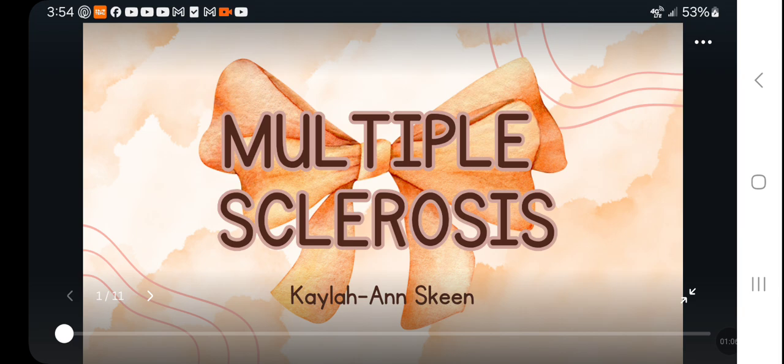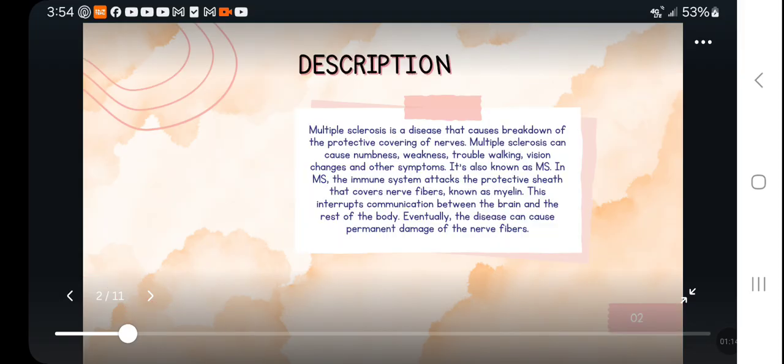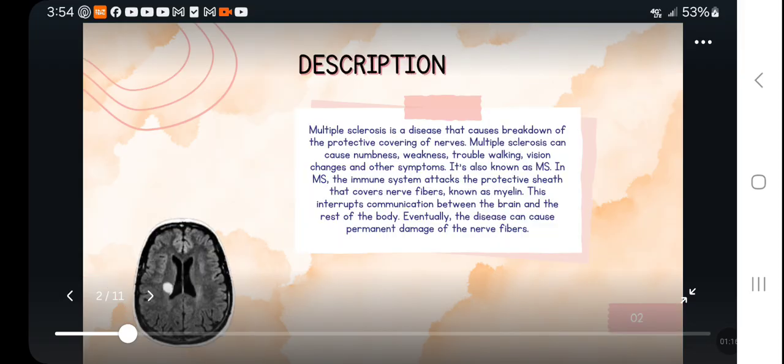But anyways, let's talk about multiple sclerosis, and I love to say that word. So here is the description. Multiple sclerosis is a disease that causes breakdown of the protective covering of the nerves. Multiple sclerosis can cause numbness, weakness, trouble walking, vision changes, and other symptoms. It's also known as MS.